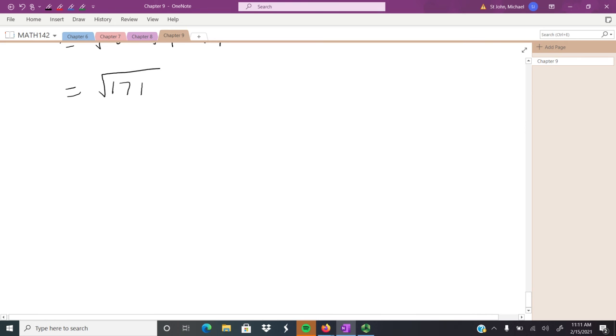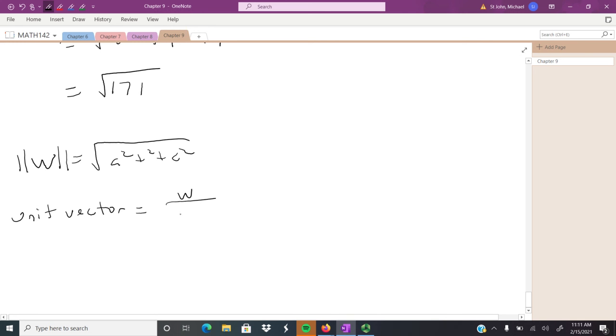We can also get what is called the unit vector. Well, it's not the unit vector, but the magnitude rather. The magnitude is going to be given by the square root of a squared plus b squared plus c squared. And the unit vector would be given by w over the magnitude of w.